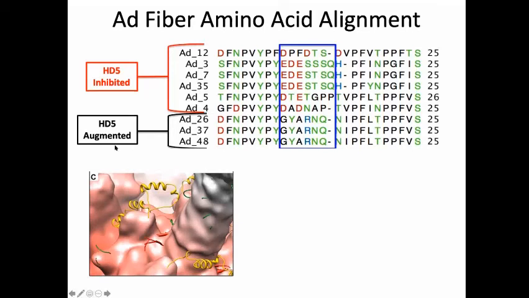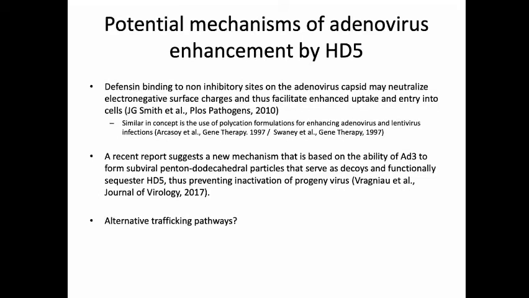Now, when we compare this to the HD5 augmented serotypes, they are devoid of those negatively charged amino acids. So you don't see those over here. And the thought process is that they don't have them there. So this is not a standard epitope where they may be binding on Ad26, for example. But defensins are obviously doing something. So there are some theories out there, although we don't fully know.